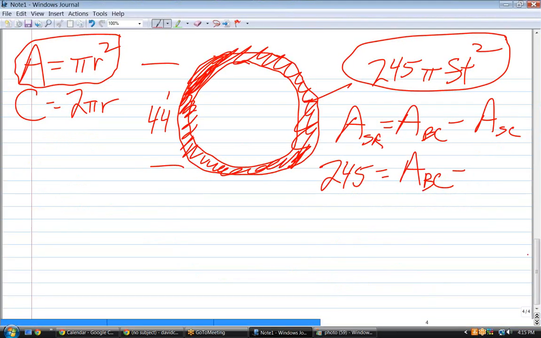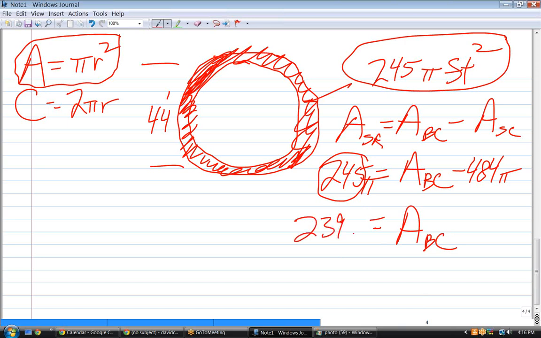Okay. Well, we've got this equation over here, that the area of the shaded region is the area of the big circle minus the area of the small circle. They gave us the area of the shaded region. We can figure out the area of the small circle. It's pi r squared. R is 22. So what's 22 squared? 484. 484 pi.